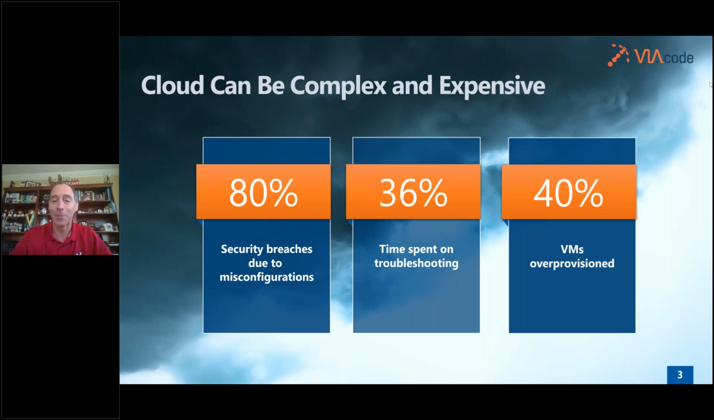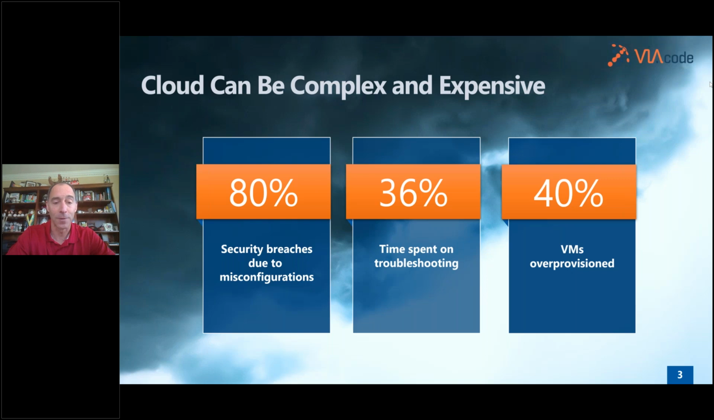So cloud can be complex and expensive. And companies often lack the people, experience and resources they need to optimize, which according to these stats happens often, right? 80% of security breaches are due to misconfiguration. Now, that would seem to be avoidable, right? 36% of cloud resources spend their time troubleshooting, which would imply that they are either inexperienced or do not have the tools or process to get the job done.